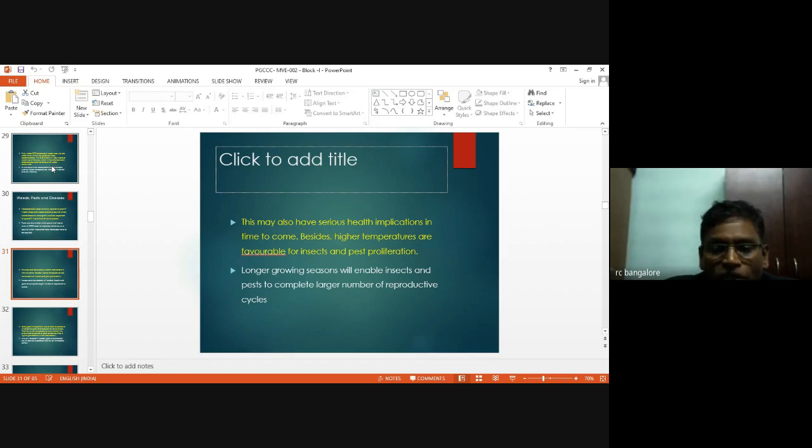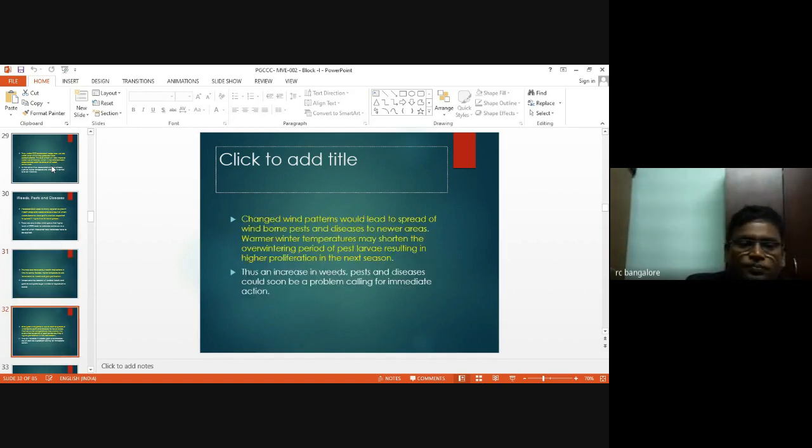Besides, higher temperatures are favorable for insect and pest proliferation. What will happen due to climate change? There will be a slight increase in atmospheric temperature, which is favorable for insect and pest proliferation. So if both of these increase, naturally it again affects agricultural produce. The longer growing seasons will enable insects and pests to complete a large number of reproductive cycles. Changed wind patterns would lead to the spread of windborne pests and disease to newer areas.